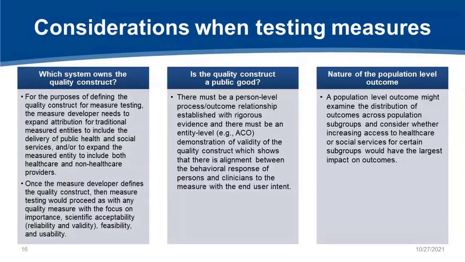For considerations when testing measures, there are many, but we're highlighting three here. The first being which system owns the quality construct. This comes back to what I was talking about before related to attribution. For the purposes of this conversation, we need to do our best to think about who is ultimately responsible for driving improvements on the quality measure, and that is the entity that should be the measured entity, so to speak. And that may mean including more than one entity in that bank, which is going to require some creativity.